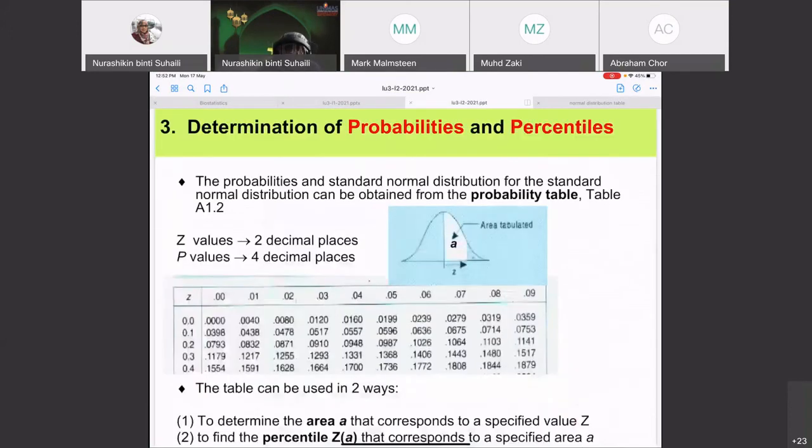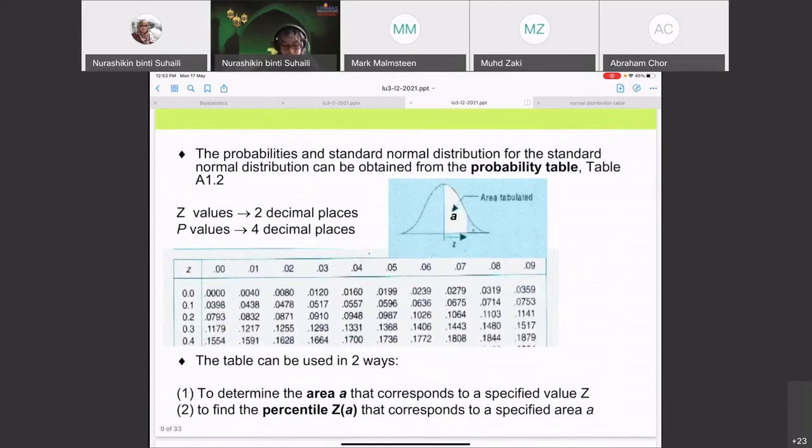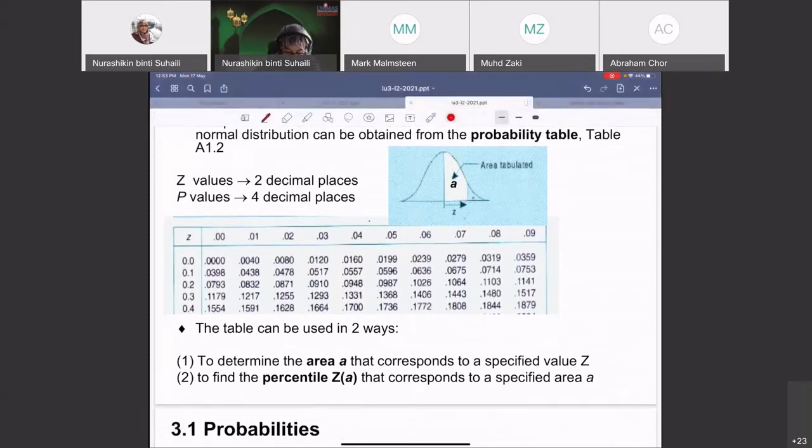Let's go back to the lecture just now. The situation where we use the Z table: we can use the Z table in order to find the area, given that we know the Z value. For example, in the example before, we know the Z value and we can find the area. And it can be the other way around, that is, we want to find the Z value given the area. Okay, so that is what is meant here. The table can be used in two ways: to determine the area and also to determine the Z value. It depends on the situation.